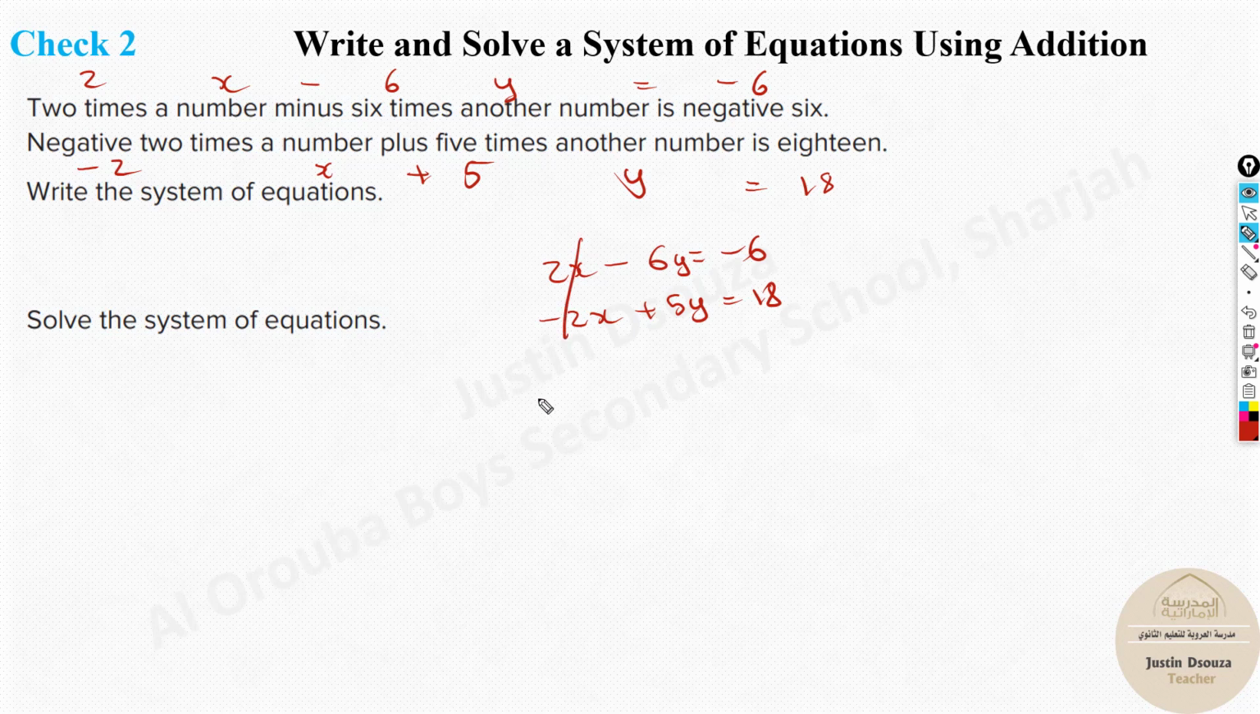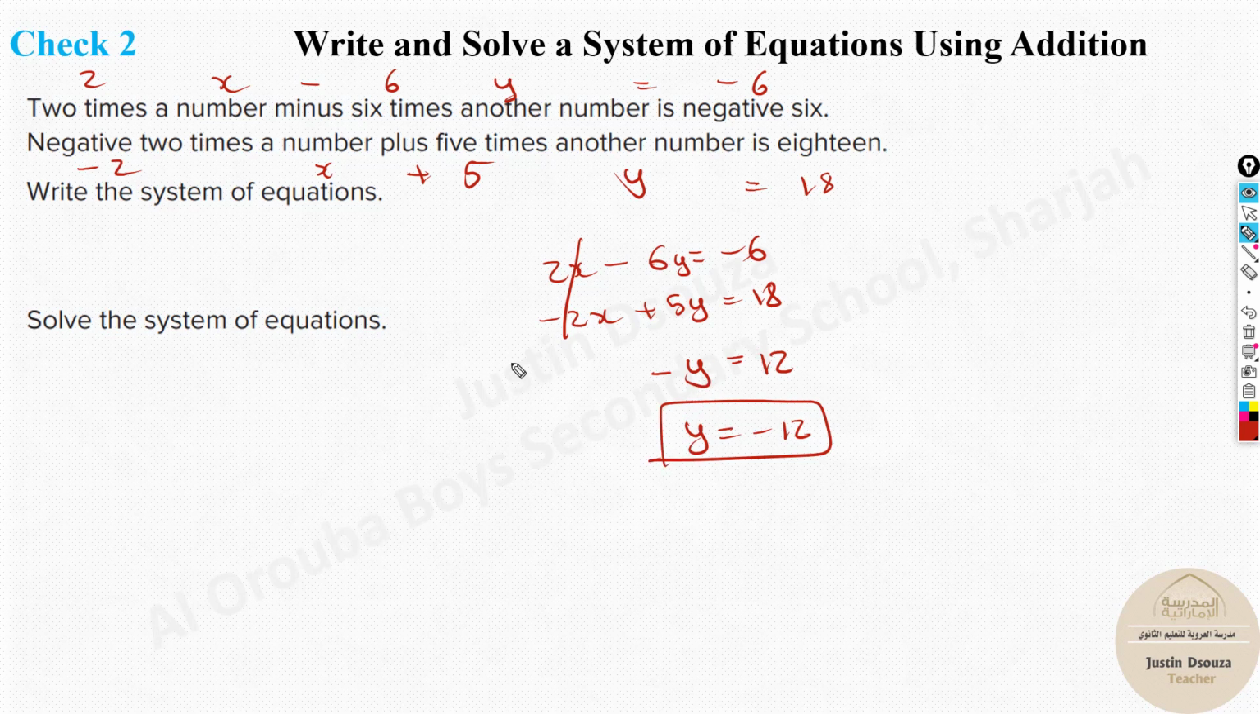When you add them up, the left side cancels off. Here you're just remaining with negative y, because minus 6 plus 5 is minus 1. It's minus 1y, or you can just not write it. It's fine. It's the same thing. And over here, minus 6 plus 18 is plus 12. Now this negative sign goes to the other side. y is negative 12. That's the answer.